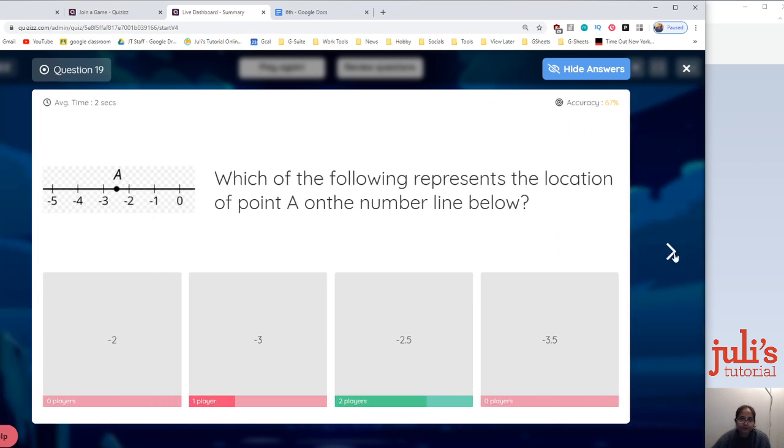Which of the following represents the location of point A on the number line? It's between negative 3 and negative 2, so it's probably going to be negative 2.5. That's it. It's just the midpoint of it. Why would it be negative 3 still? It's talking about the midpoint. This is like the midpoint.